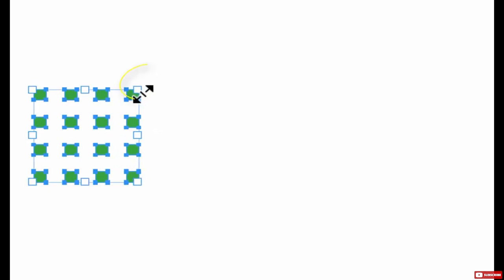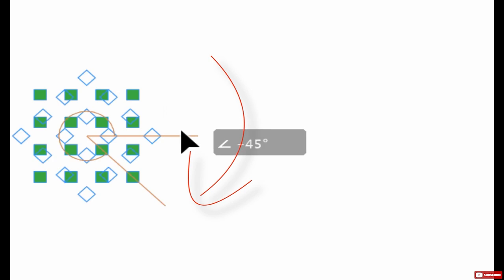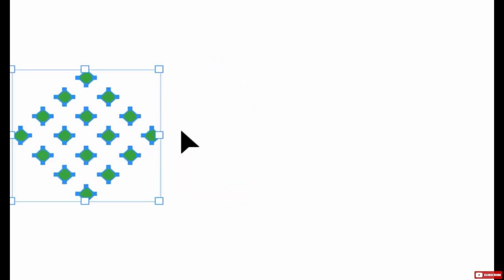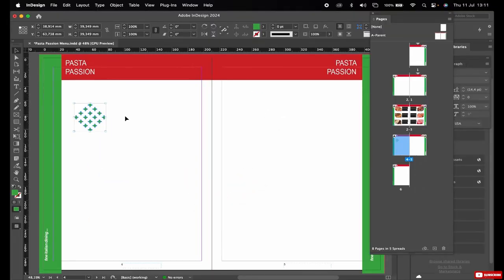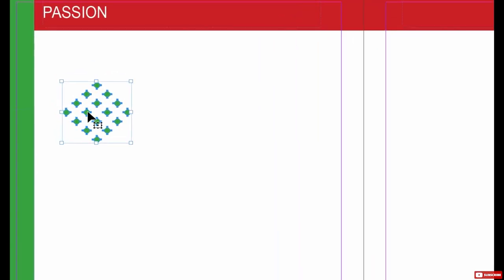Remember, if you see the double-headed arrow, it means we can resize. If you see the curved double-headed arrow, it implies that we can rotate. As I rotate, I hold the shift key so that I can constrain the rotation to 45 degrees.